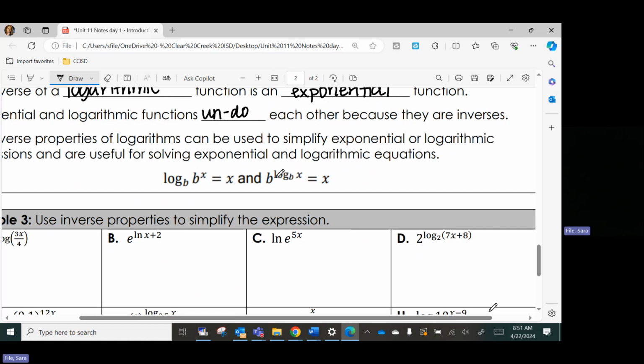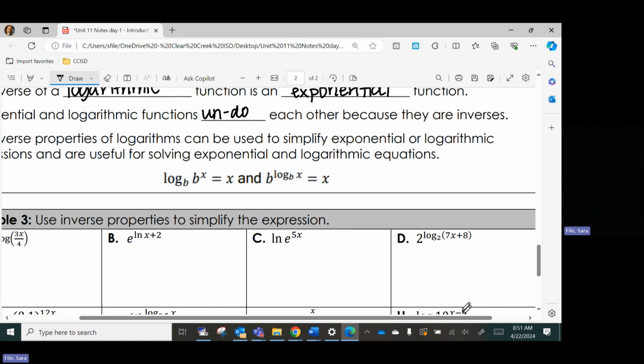Same thing in reverse. If you have an exponential expression and there's a log in your exponent, and the base of the log matches the base of the exponential, those are going to undo each other, negate each other, and you're going to be left with simply that value of x. Do y'all understand that?